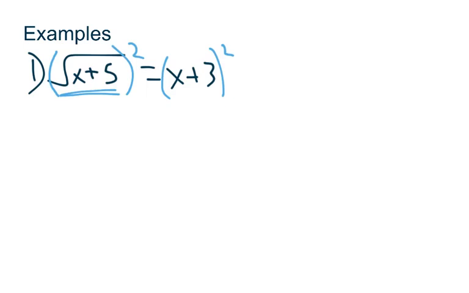Now, when we square the left-hand side, we're going to be left with just x plus 5 because the square and the square root cancel each other out. On the right-hand side, we have to keep in mind this is x plus 3 times x plus 3.